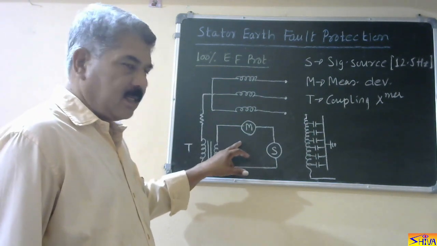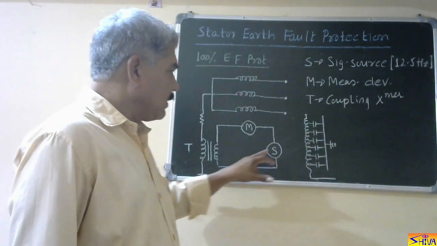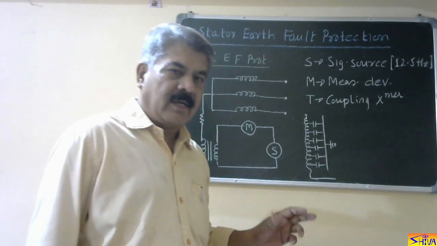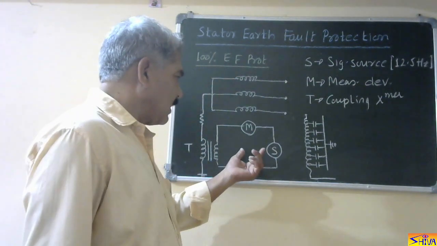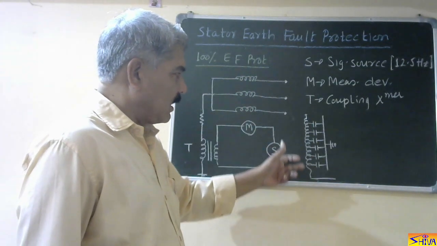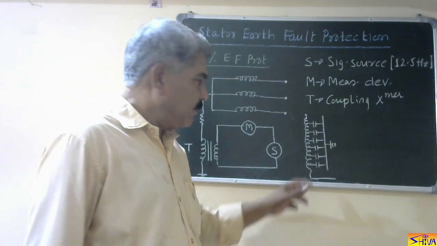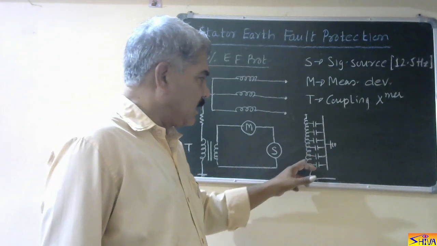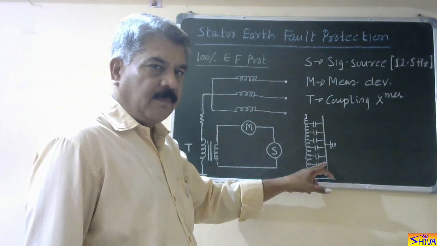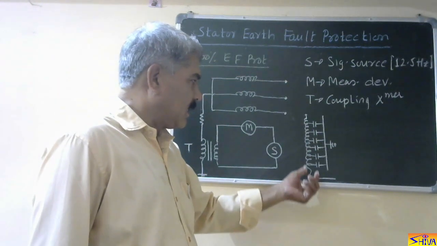Now in the secondary of this transformer, two devices are connected. One is N, that is the measuring device. Second is A, that is the signal source, which is generating a signal of 12.5 Hz. Now these signals are injected through this transformer into the generator winding. This is the structure of the generator winding. Basically, the winding consists of R, L, C parameters. R and L will come in series and C in parallel, like this. So this earth point is the core or body of the generator. This is the winding R, L and C. So this signal is injected like this.